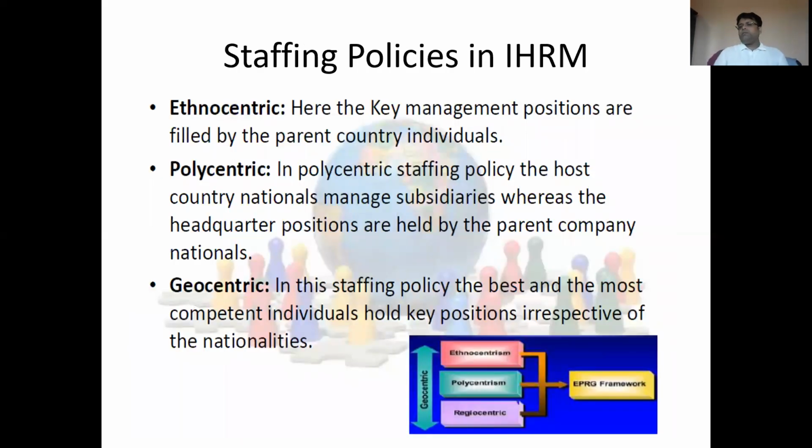Now, the staffing policies of IHRM that we have already discussed: ethnocentric, polycentric, and geocentric. As we have discussed, in the ethnocentric model, the key management positions are filled by parent country individuals. What is polycentric? In the polycentric staffing policy, host country nationals manage the subsidiaries, whereas the headquarter positions are held by parent country nationals, that is, the PCNs. And then what is geocentric? In this staffing policy, the best and most competent individual holds the key position irrespective of nationality.